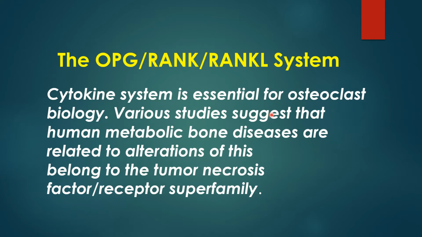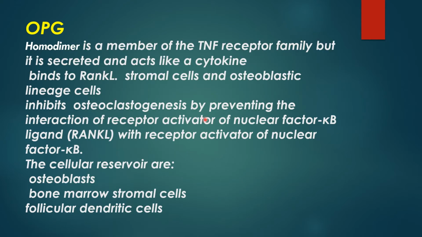The OPG RANKL system. This cytokine system is essential for osteoclast biology. Various studies suggest that human metabolic bone diseases are related to alterations of this system, which belongs to the tumor necrosis factor receptor superfamily. OPG homodimer is a member of the tumor necrosis factor receptor family, but it is secreted and acts like cytokines. It binds to RANKL, and stromal cells and osteoblastic lineage cells inhibit osteoclastogenesis by preventing the interaction of the receptor activator of nuclear factor kappa B ligand, which is called RANKL, with the receptor activator of nuclear factor kappa B.